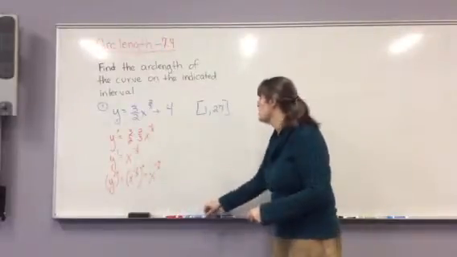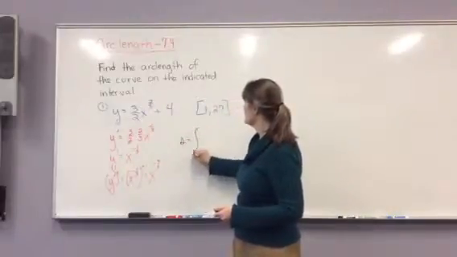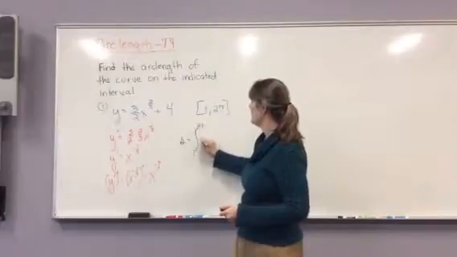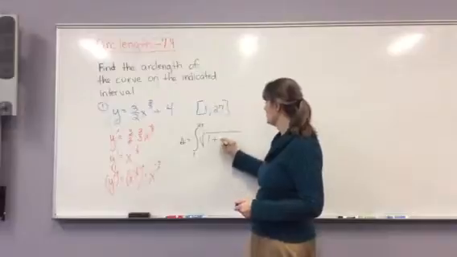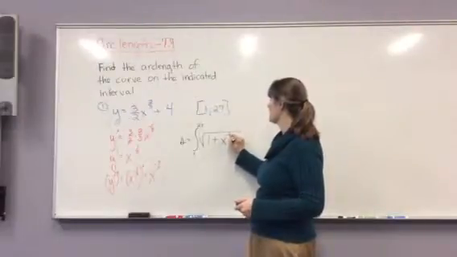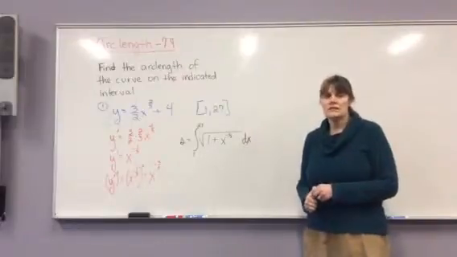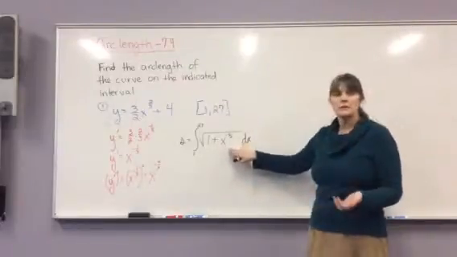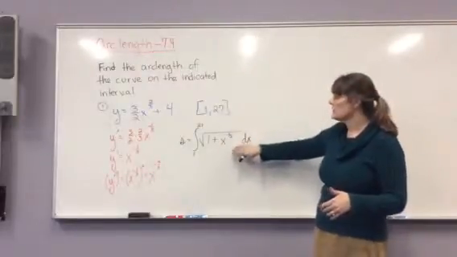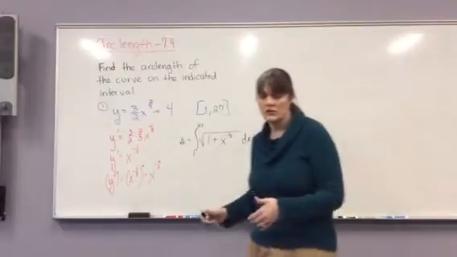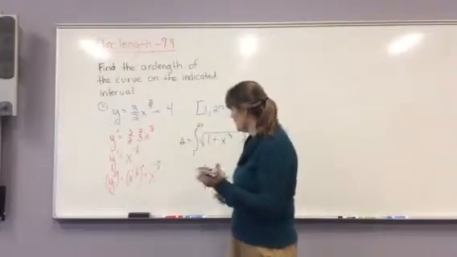Now I'm going to plug it into my formula. So the arc length on the interval from 1 to 27 of the square root of 1 plus my derivative squared dx. Now, most of the time, I'd say 90% of the time, we're not going to be able to integrate these by hand. So, for your homework, and for these on the board, I want you to integrate them using your calculator. Okay. So just a reminder, that's Math 9.